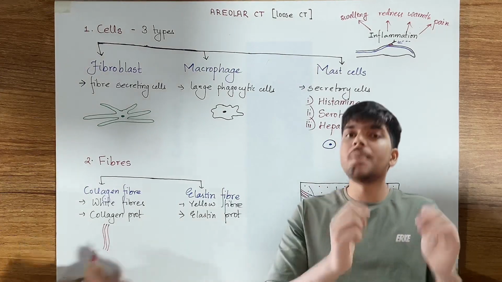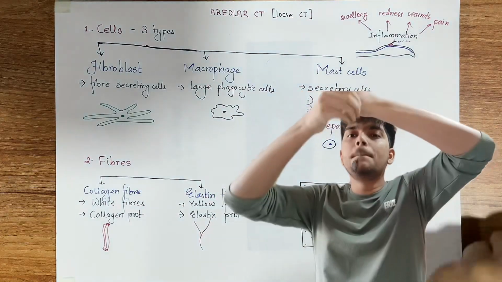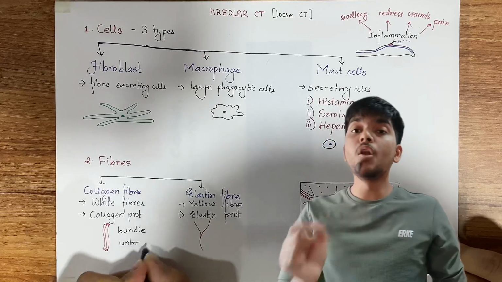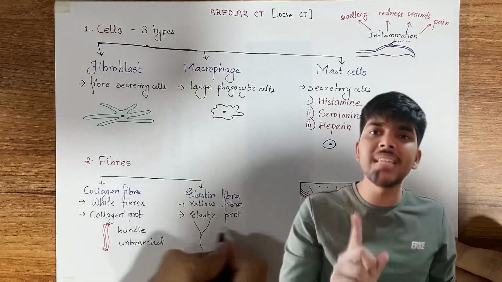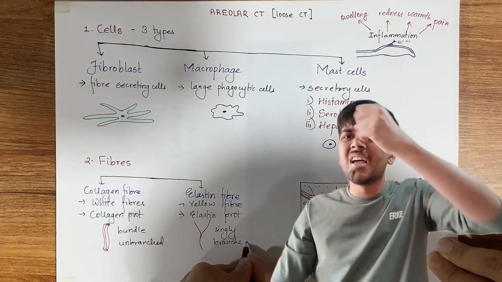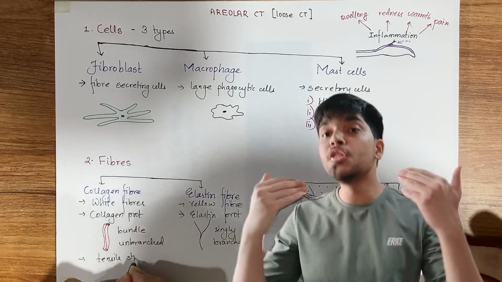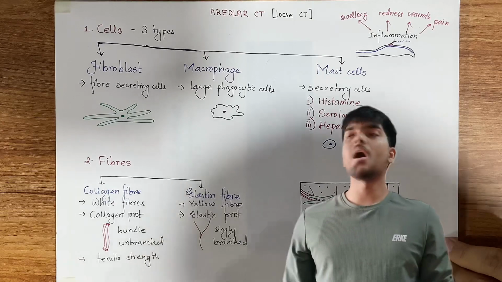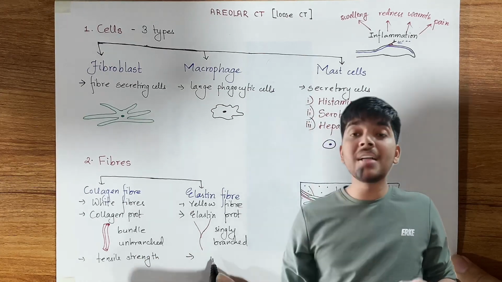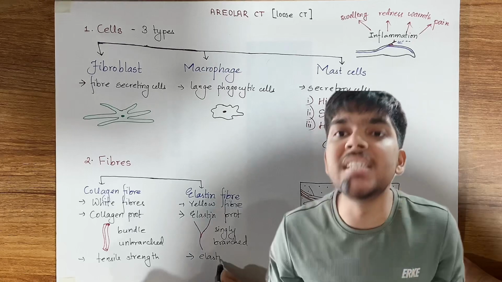All right. White fiber or collagen fibers. There are many of such fibers, and they are found in a bundle, and they are unbranched. On the other hand, yellow fibers, they are found individually or singly, and they are branched. Since white fibers are found in a bundle, they provide tensile strength. That is, they are found abundantly in those areas where protection is required, strength is required. And then your yellow fibers, they are found singly, they are branched, and it contains protein elastin. That means it provides elasticity.